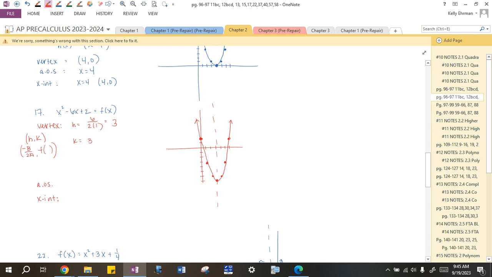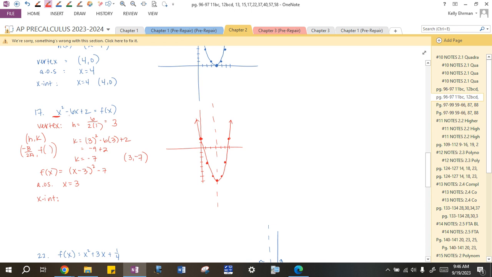The output is what you get when you plug 3 in. So this is 9 minus 18 plus 2. Okay, so I get a vertex of 3, negative 7. And then I need to still write the vertex form of the equation. So the coefficient in front of x squared was 1. So I keep that the same. And then vertex form is x minus 3 squared minus 7. The axis of symmetry is x equals 3.